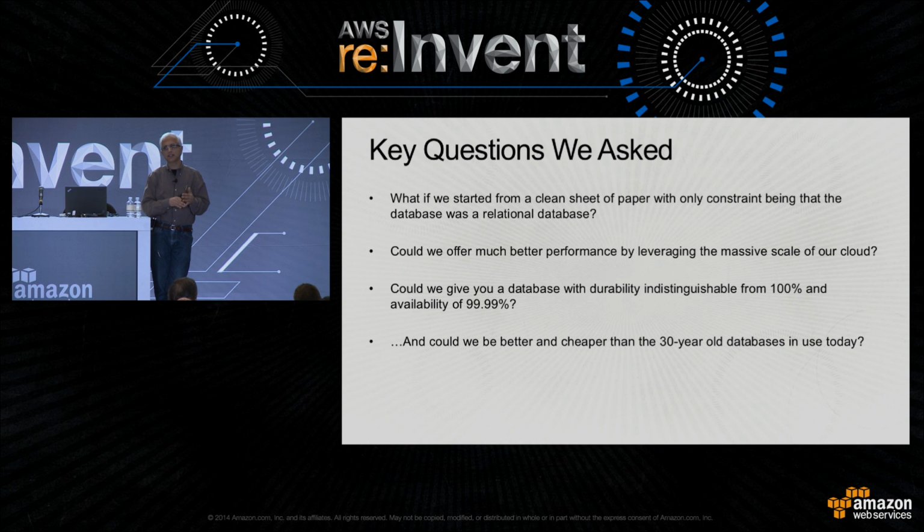Could you provide a database which is amazing in terms of the performance it provides because it has all of the compute capability and the scale of AWS to leverage? Could you provide availability and durability where the durability is indistinguishable from 100%? And of course, you're dealing with relational databases, so we thought we would take a high goal of 99.99% availability, which is 4 minutes of downtime on a monthly basis as a design goal. And said, could we do that?